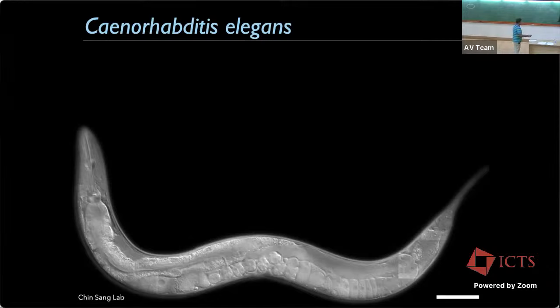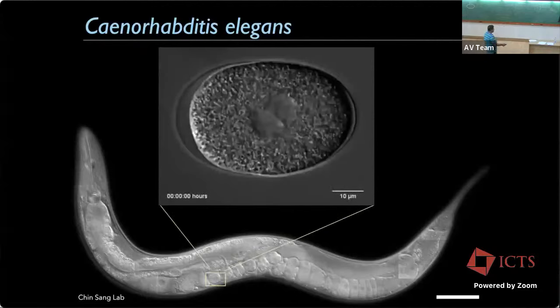This creature is a nice worm, a few millimeters in size, and it's more or less transparent to white light, so you can see through all its internal organs. Turns out that it has a nice embryo.